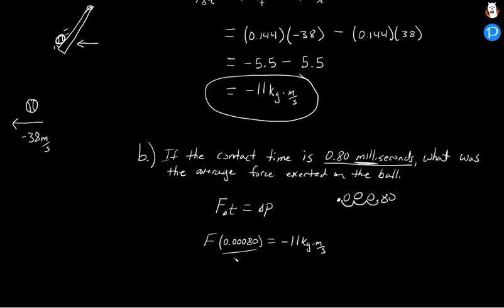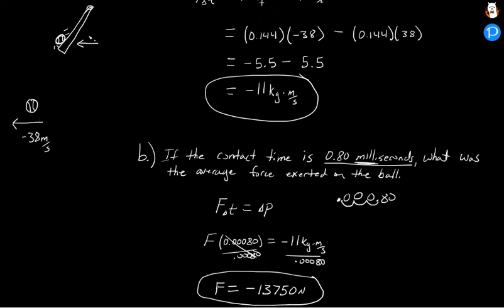Solve for the force. So divide by 0.0008 on each side. The force that the ball would feel, or the force that the bat puts on the ball, we could say, would be negative 13,750 newtons. That's quite a bit of force for that ball to be feeling. So that's the amount of force the bat puts on the ball. And then let's take it one step further.